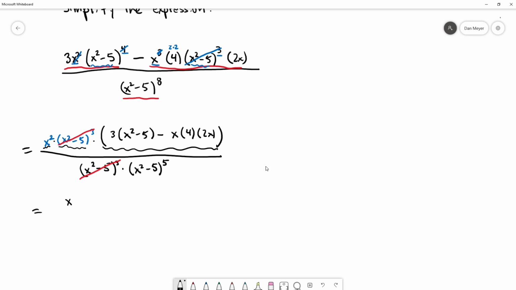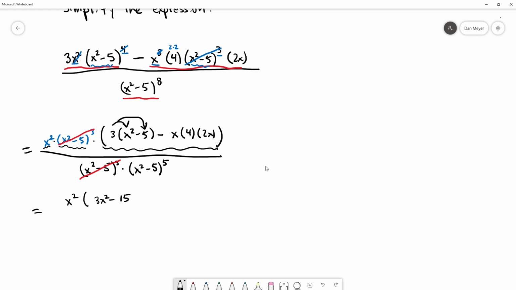So all right, we got an x squared left on top. Inside the parentheses, I can distribute. I can have a 3x squared minus 5. Oops, not minus 5. I need to distribute the 3 onto the x squared and the 3 onto the 5. That was almost some bad news. So 3x squared minus 15.